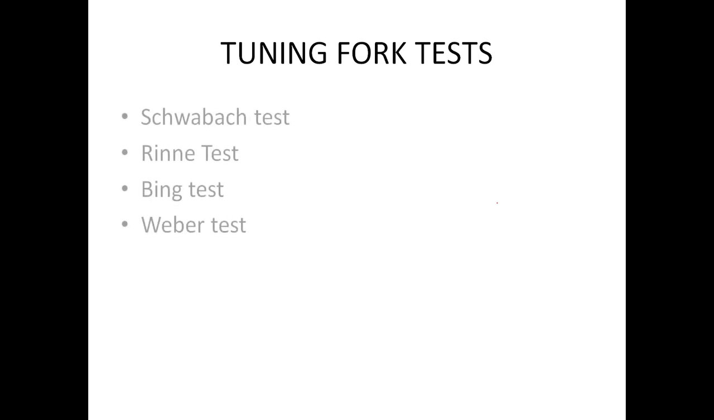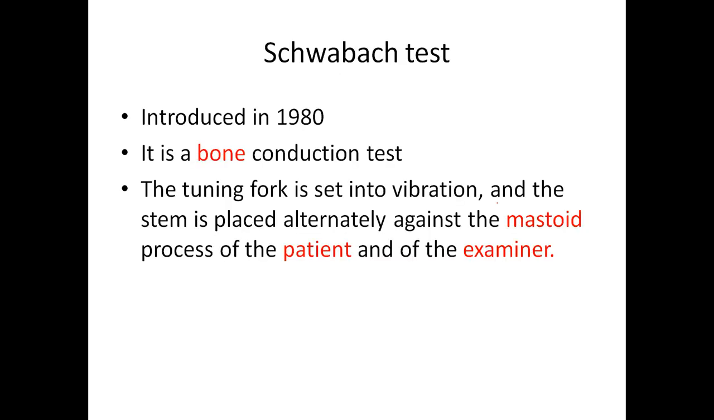What are the tuning fork tests? First, we need to know the list of tests. They are the Schwabach test, Rinne test, Bing test and Weber test. First we will discuss the Schwabach test. The Schwabach test was introduced in 1980. It is a bone conduction test. We know that the bone conduction pathway assesses the cochlea and the nerve, so here our area of interest is also the cochlea and nerve because it is a bone conduction test.